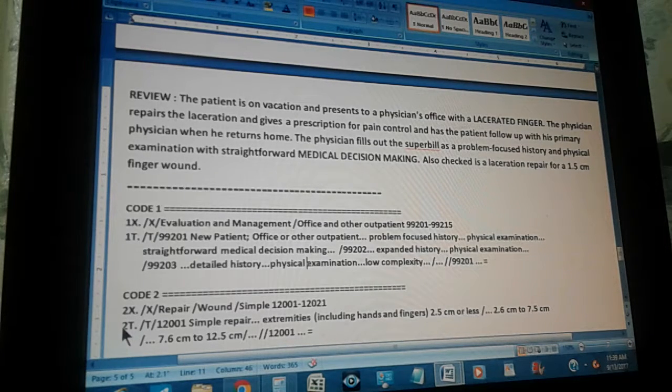So the second code through the tabular is found like this. First you go to the tabular. Then you go to 12001. You start with the first one in the range that you found from the index, right? And what is that? It's the same description that we need, but the only thing different here is the size, right? The size of the area. This is 2.5 centimeters or less. Ours is 1.5, so it's included there, right? But let's check the other ones just in case.